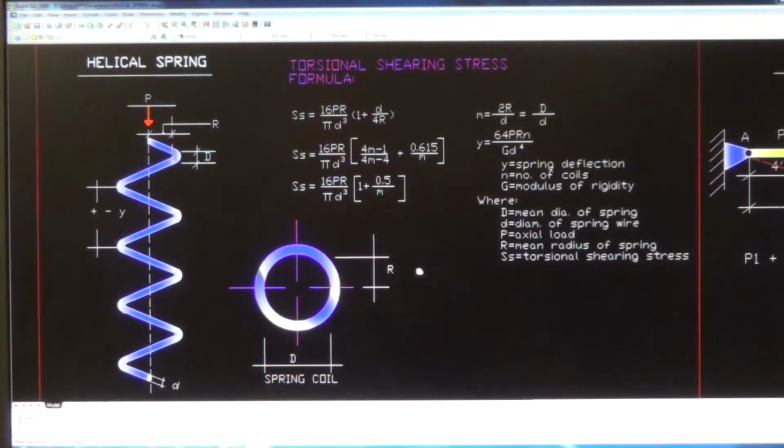Hello everybody, welcome. Today our lecture is going to be about helical spring. Helical spring is used virtually everywhere, especially in the mechanical function of a machine.